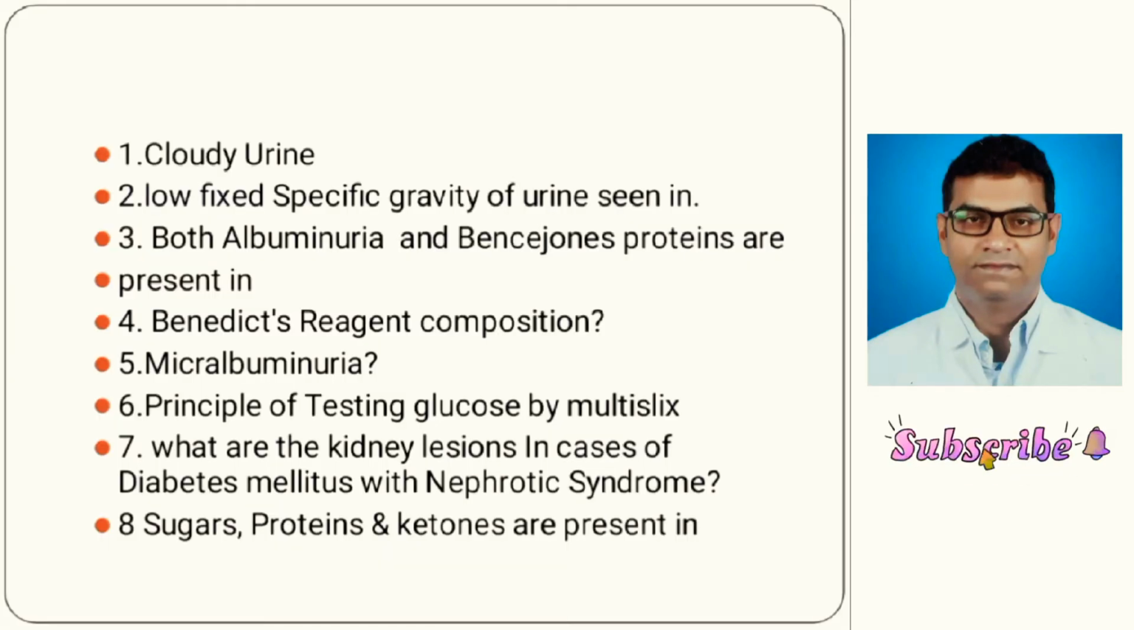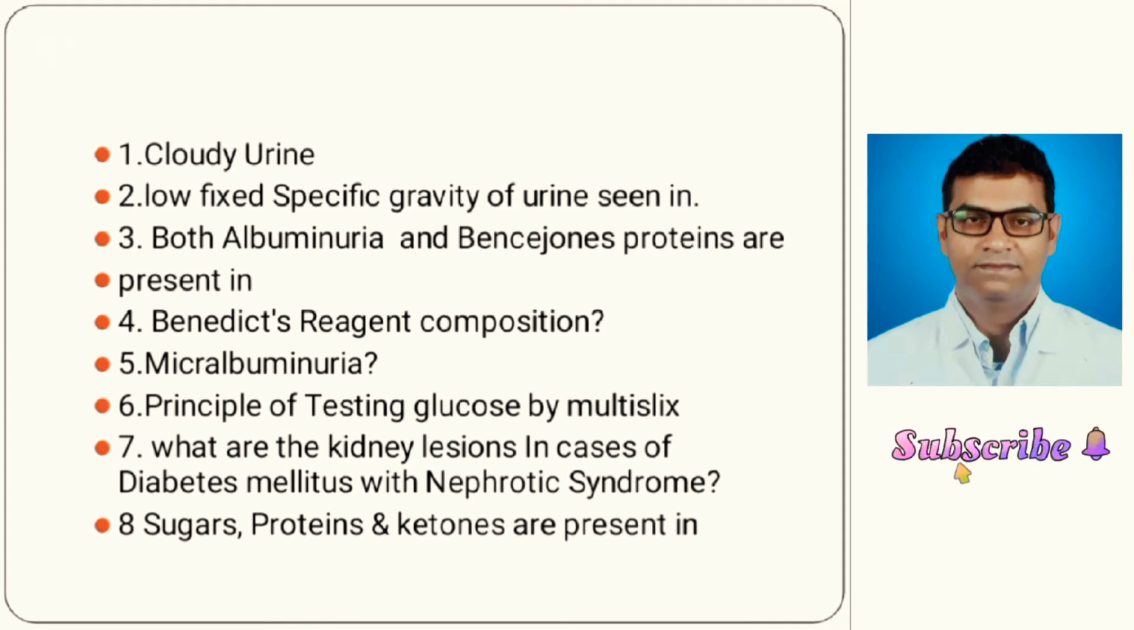What leads to cloudy urine? Urine will be cloudy because of pus cells, or because of bacterial contamination, or because of amorphous phosphates or urates, and also because of chyluria. Add a drop of acid. If turbidity disappears, it indicates turbidity due to crystals.